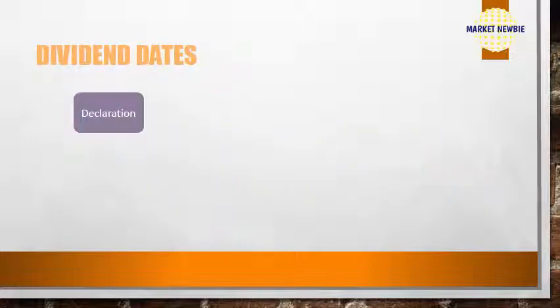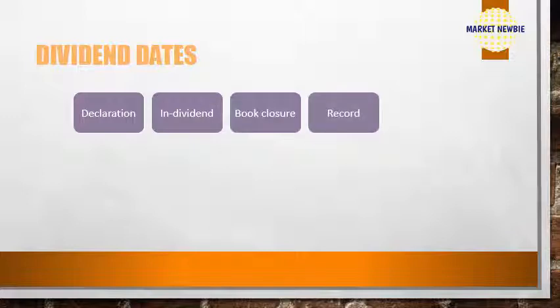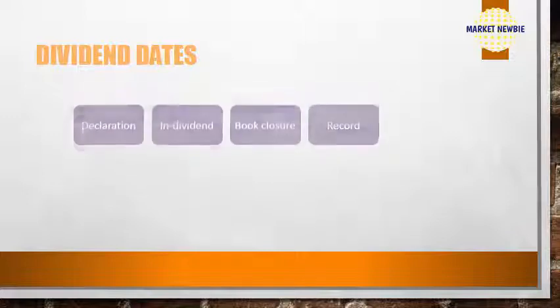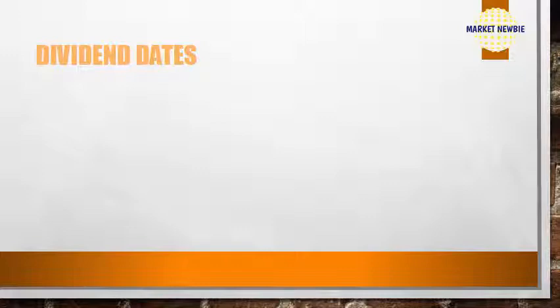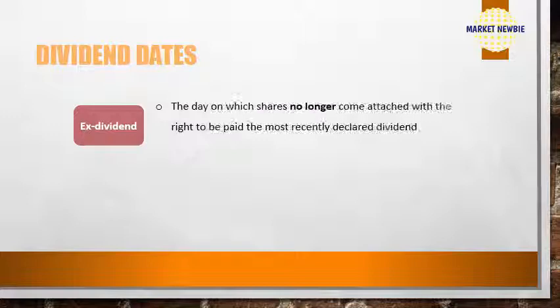There are a few dates that are very important when it comes to the study of dividends. These dates are declaration date, in-dividend date, book closure date, record date, but the two most important dates are ex-dividend date and payment date. Ex-dividend date is the day on which shares bought and sold no longer come attached with the right to be paid the most recently declared dividend. In the US, it's typically 2 trading days before the record date, which is the official date dividends are to be paid.